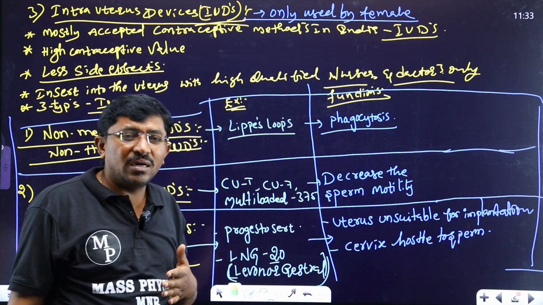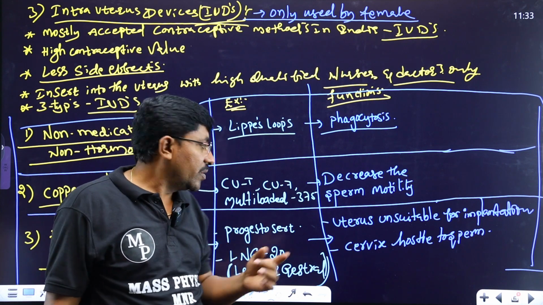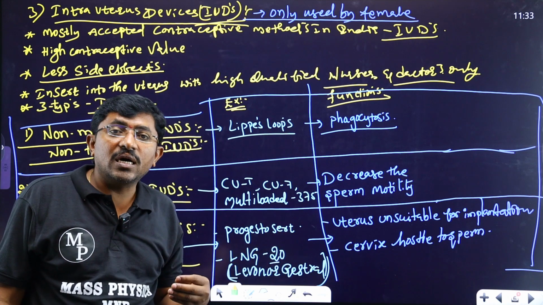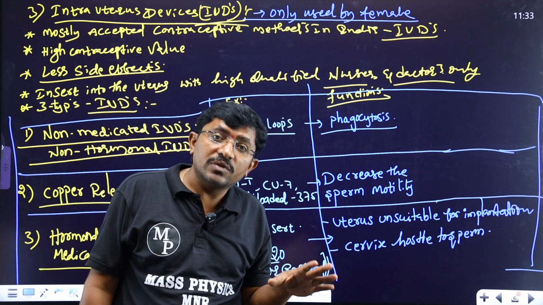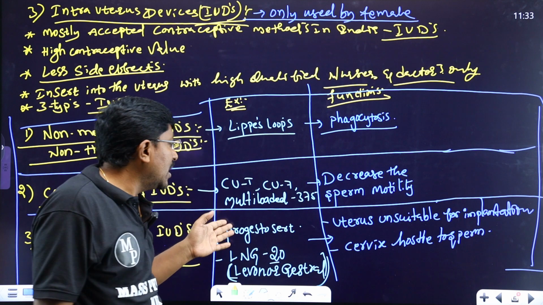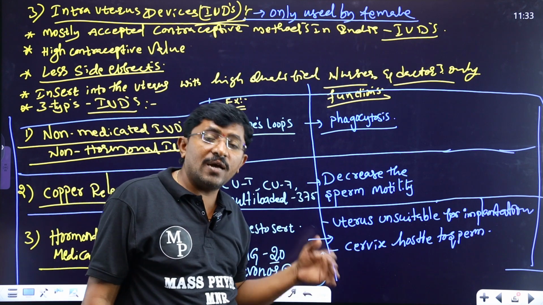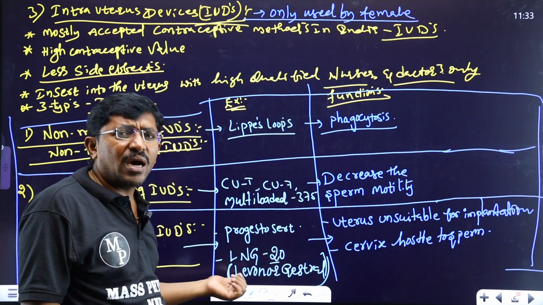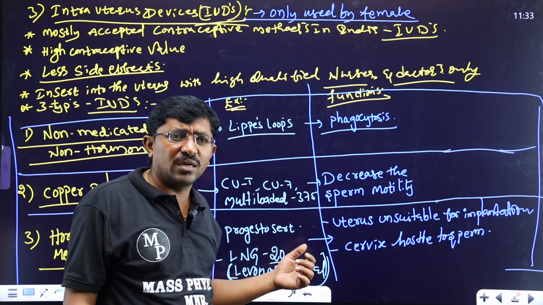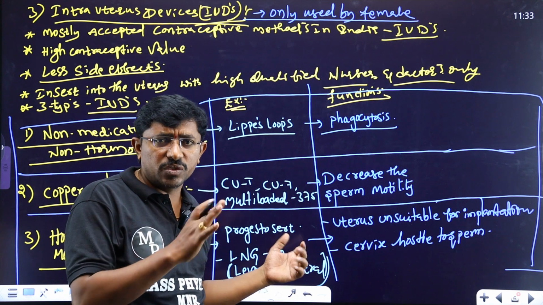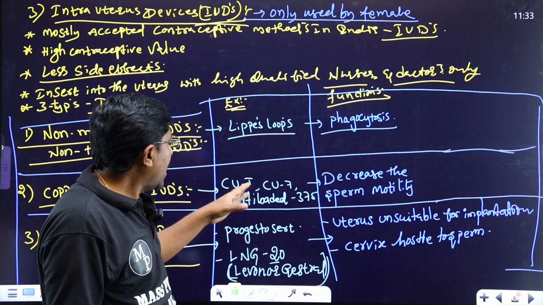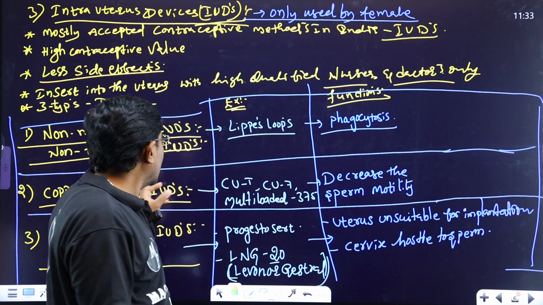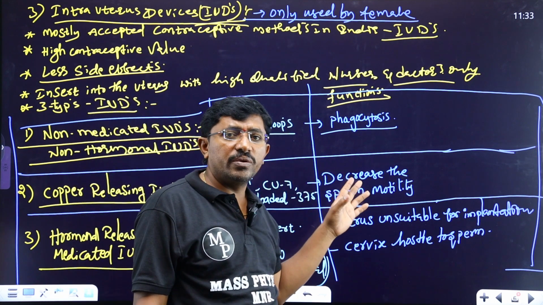In 2022 and 2023, I think this question is there: identify the copper releasing IUDs given below. Multiload 375 is a copper releasing IUD. In 2023 or 2022, again the question was to identify the hormone releasing IUDs. So, Copper T, Copper 7, Multiload 375. What are the functions of these copper IUDs?